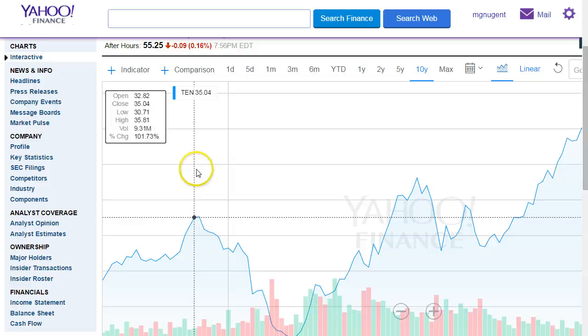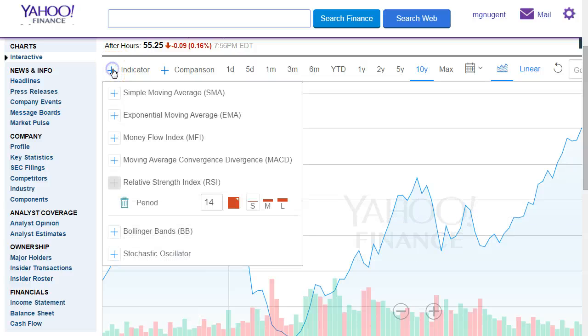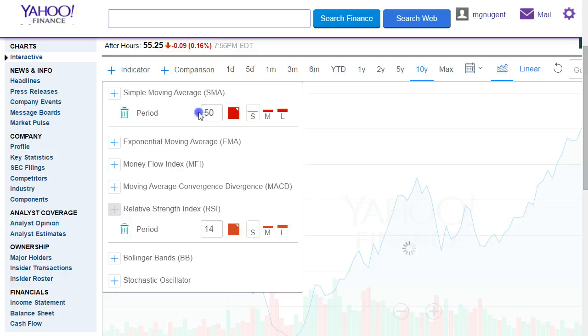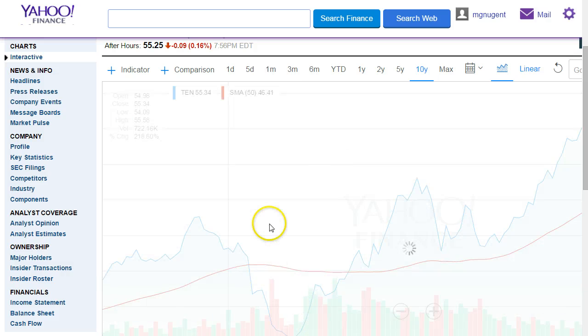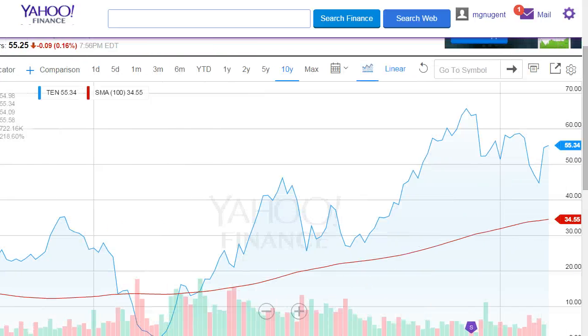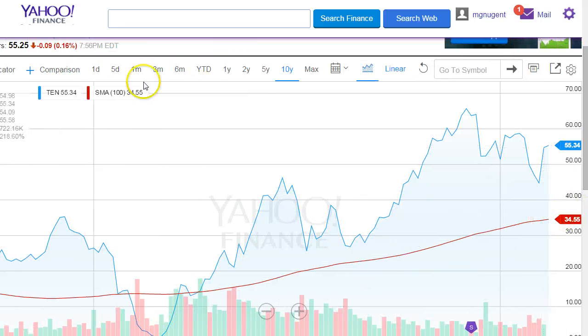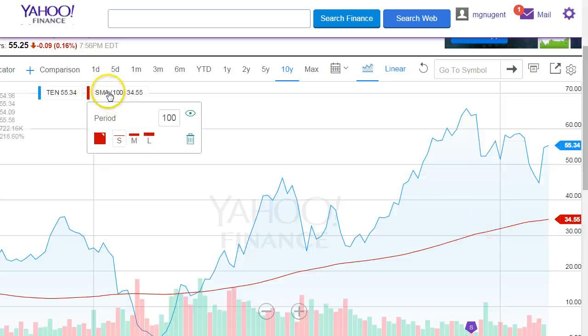And when the interactive chart comes up, you can click on plus indicator, RSI, I already have it set up. And you can also do moving averages, simple moving average. And if you wanted to get that 100-day moving average, you can put in the 100-day moving average. Okay, so now it's going to plot. Here is my moving average. So the 100-day moving average is at 34.